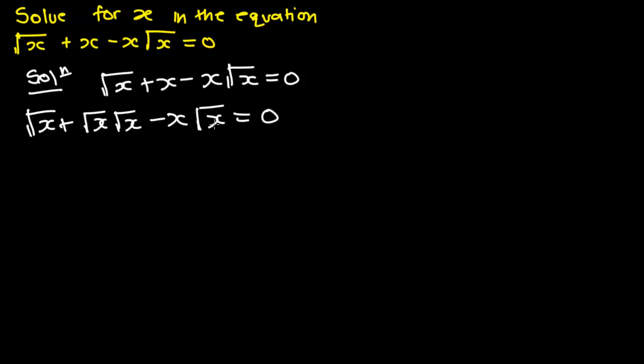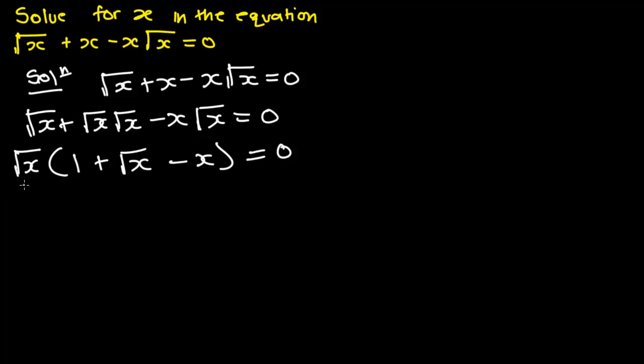And from here, from the three terms, we can realize that we have root x in common. So we are going to factorize root x out. When we do that, we have square root of x out, and here we are going to be left with 1 plus, then here we are going to be left with root x, minus, here we are going to be left with x. And so this will be equal to 0.